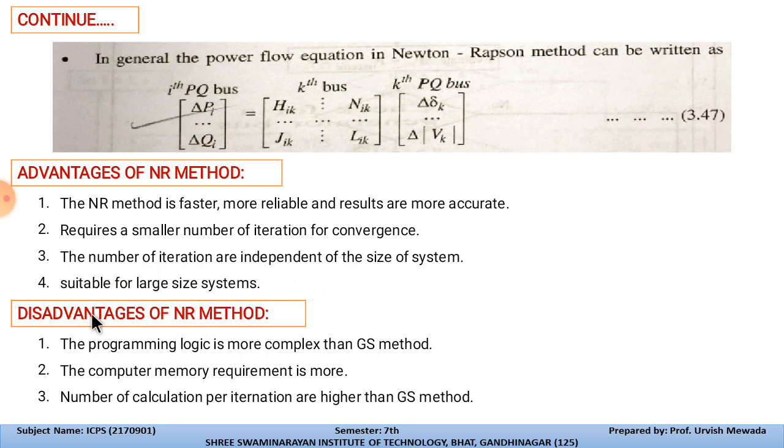And the disadvantages of the method are that the programming logic is more complex than the GS method, the computer memory required is more to store the data related to the iterations, and the number of calculations per iteration is higher than the GS method. So these are the advantages and disadvantages of the NR method.